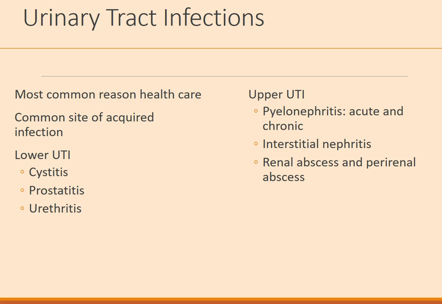Common sites of the acquired infection are usually lower UTIs, which are cystitis, prostatitis, and urethritis. It could also potentially be an upper UTI, which is pyelonephritis.